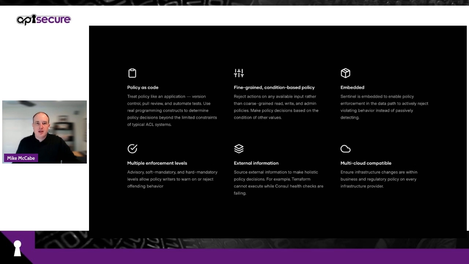Some of the benefits: it's policy as code, which we've kind of talked about. You can pull in external information. It's very fine-grained. It's embedded into Terraform Cloud or Enterprise. It is multi-cloud, so you can write rules against any cloud. So there are some good integrations between Terraform and Sentinel.